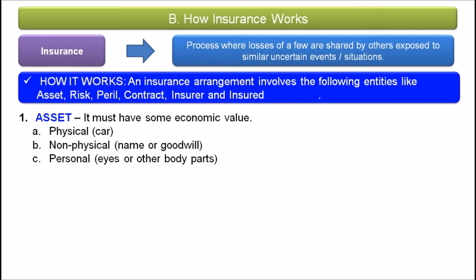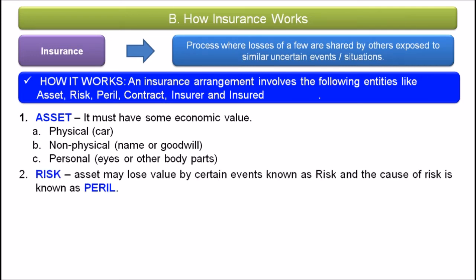And personal, what is personal? Eyes or other body parts can be taken as an asset. You can insure them, right friends? So this is how there must be some asset. Then what else? Risk.